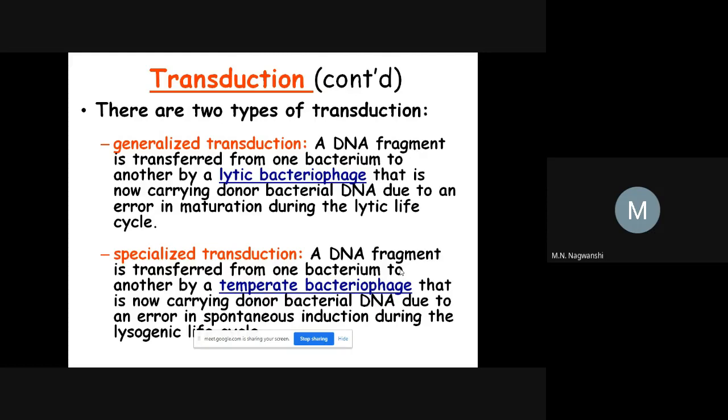Now there are two different ways of transduction that take place in bacteria. One is generalized transduction and another is specialized transduction. In generalized transduction, a DNA fragment is transferred from one bacterium to another by a lytic bacteriophage that is now carrying donor bacterial DNA due to an error in maturation during the lytic life cycle.